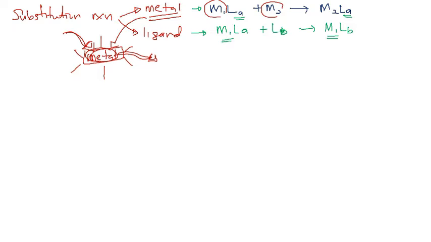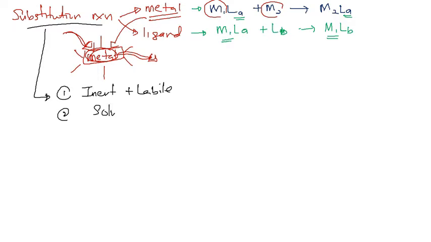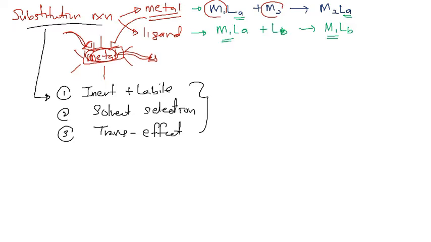For substitution reaction, you have three factors. One is inert and labile. Second one is the solvent factor, or solvent selection, how you select your solvent. And finally you have the trans effect factor. These factors will contribute towards this substitution reaction. So let us look at them one by one. What is the inert and labile factor?